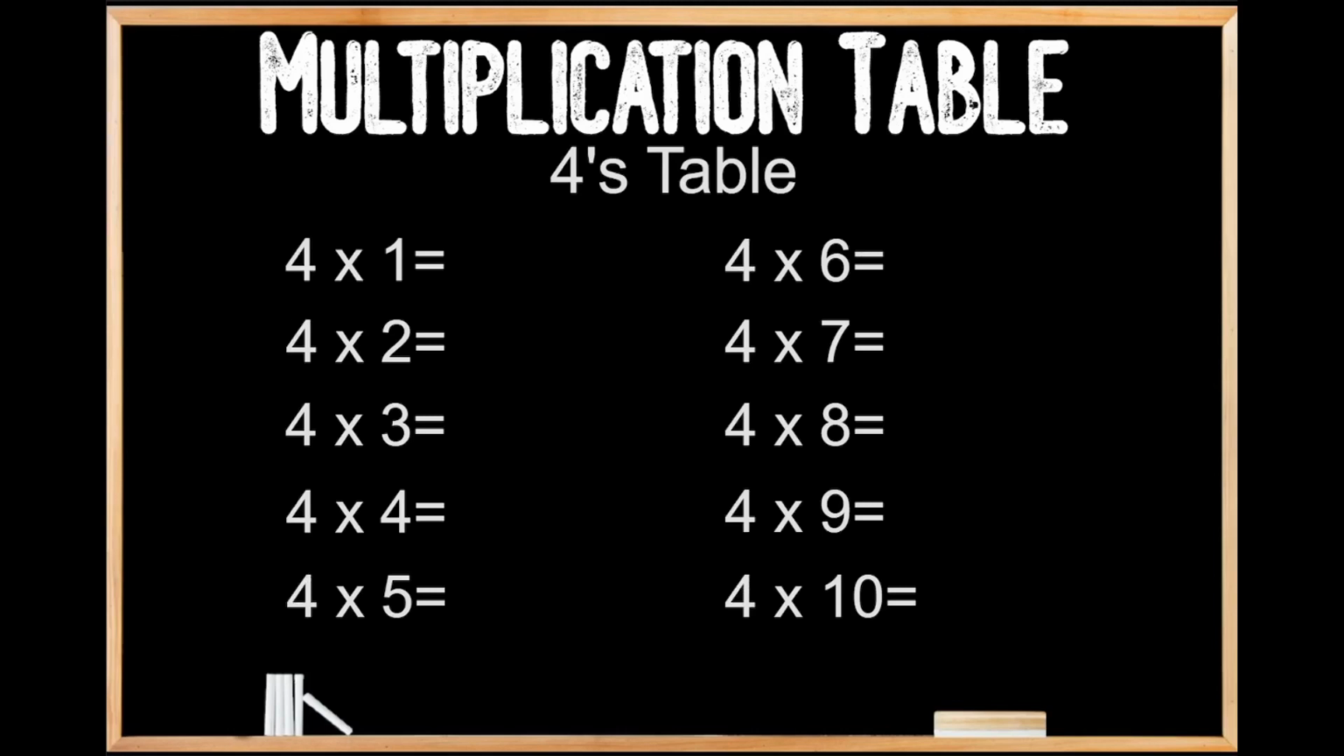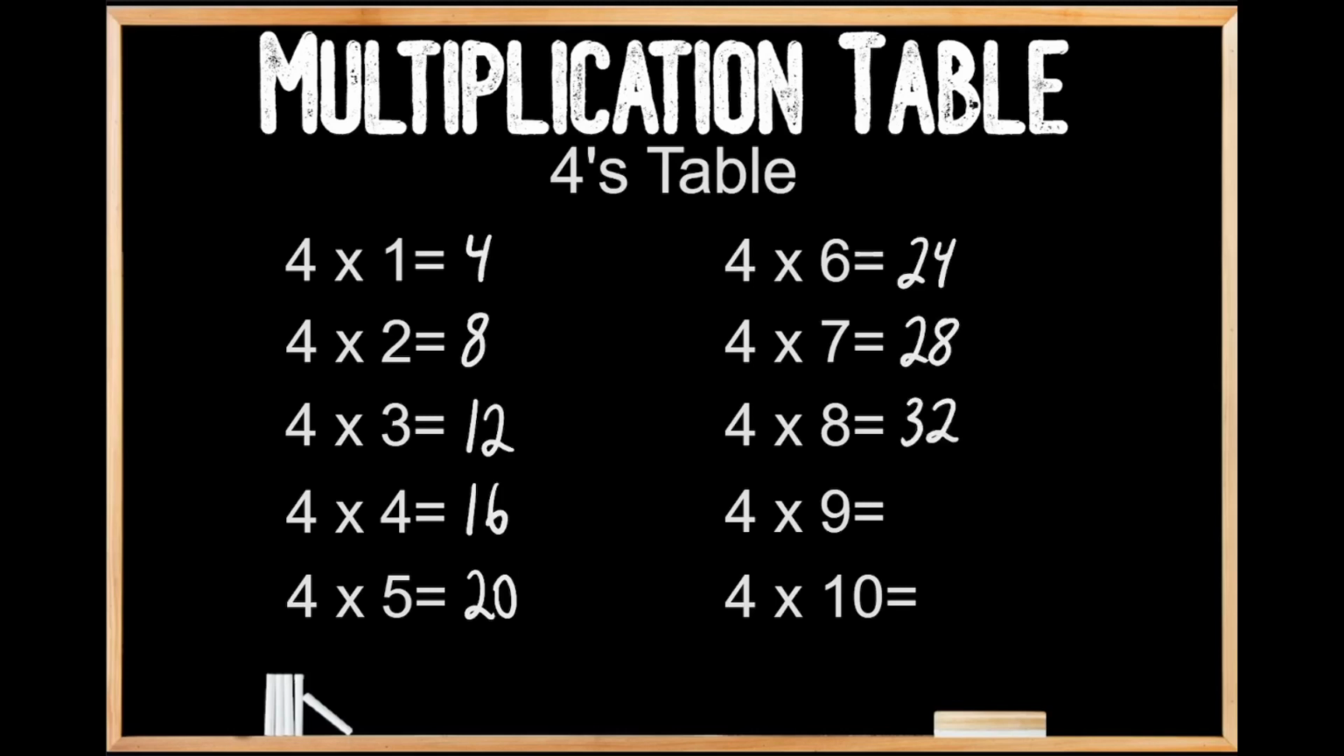Fours table. 4 times 1 is 4. 4 times 2 is 8. 4 times 3 is 12. 4 times 4 is 16. 4 times 5 is 20. 4 times 6 is 24. 4 times 7 is 28. 4 times 8 is 32. 4 times 9 is 36. And 4 times 10 is 40.